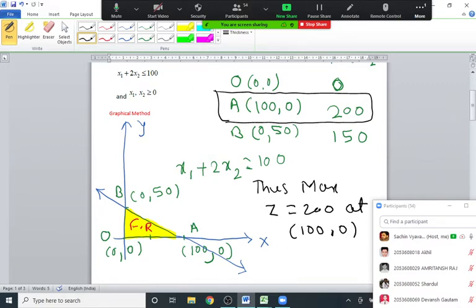So this one is the graphical method. Any doubt in the graphical method? Anyone? No doubt. Okay, sir.